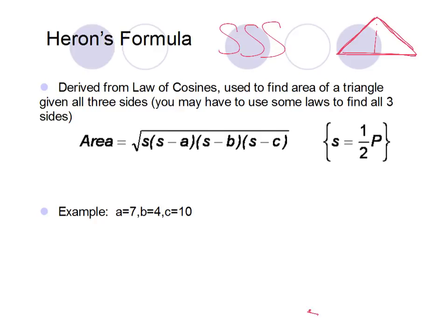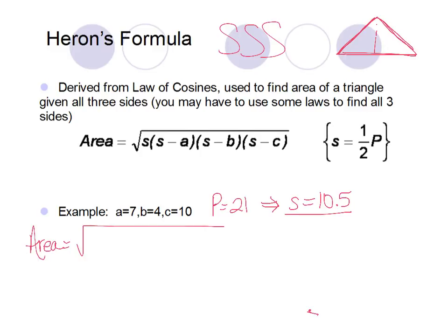First thing, let's find the perimeter. We got a 7, a 4, and a 10. That's a perimeter of 21, which means if the perimeter is 21, then S is 10.5. and we're going to use that measurement there. The area equals big square root the 10.5 times, and then you're going to take the 10.5 and subtract each side. 10.5 minus 7. 10.5 minus 4. 10.5 minus 10.